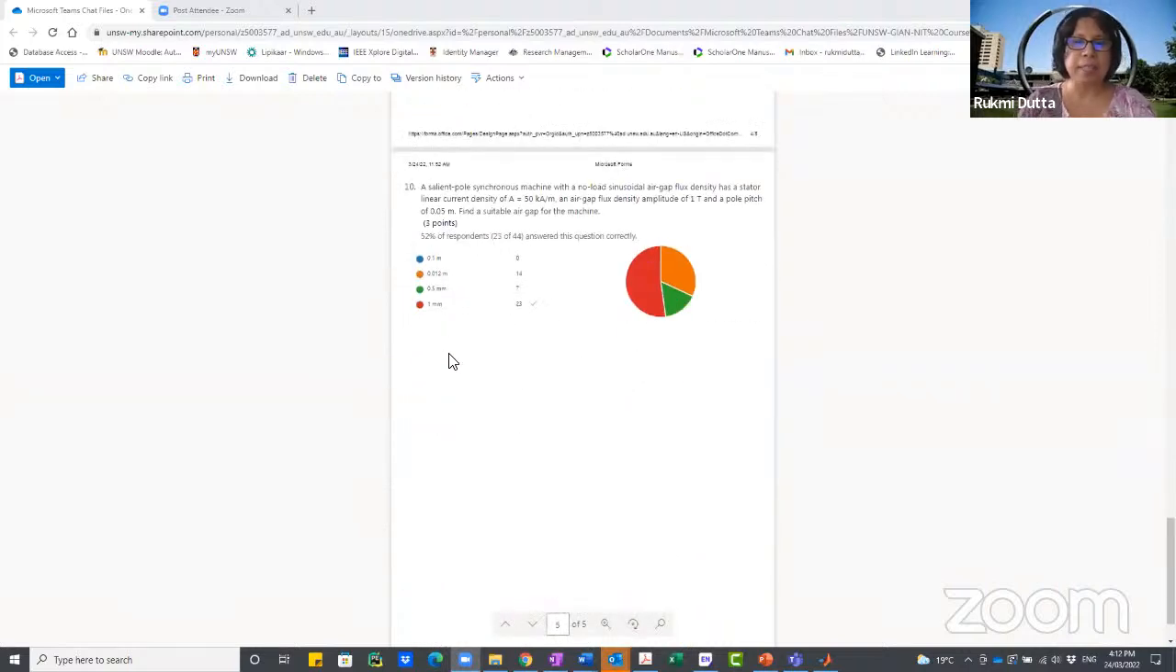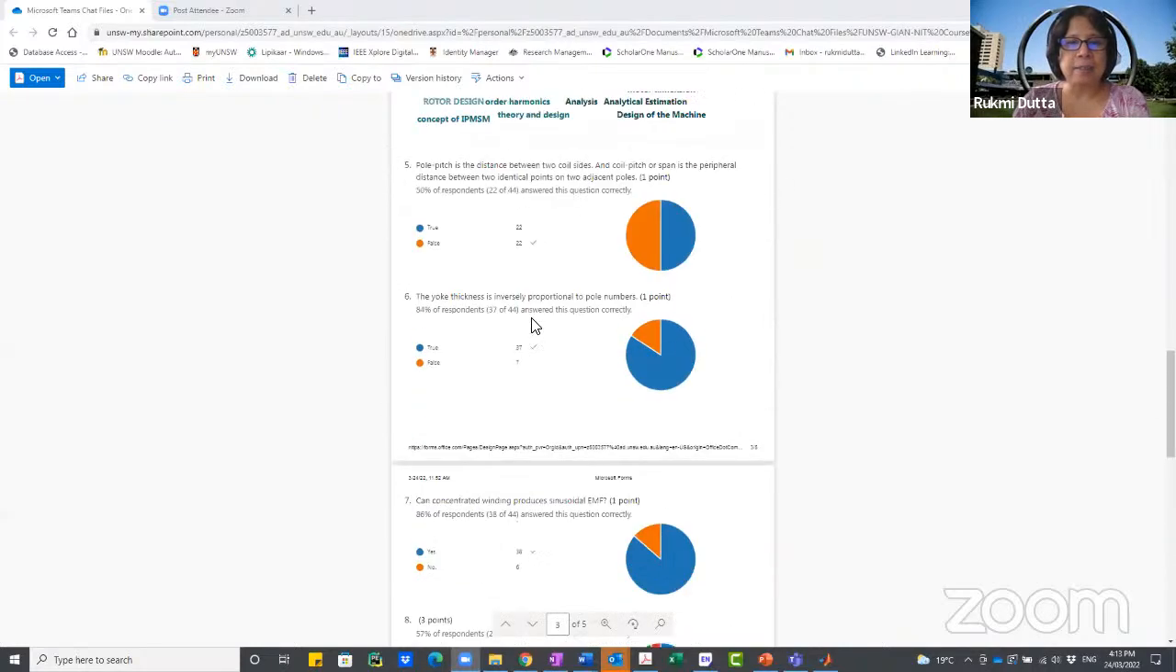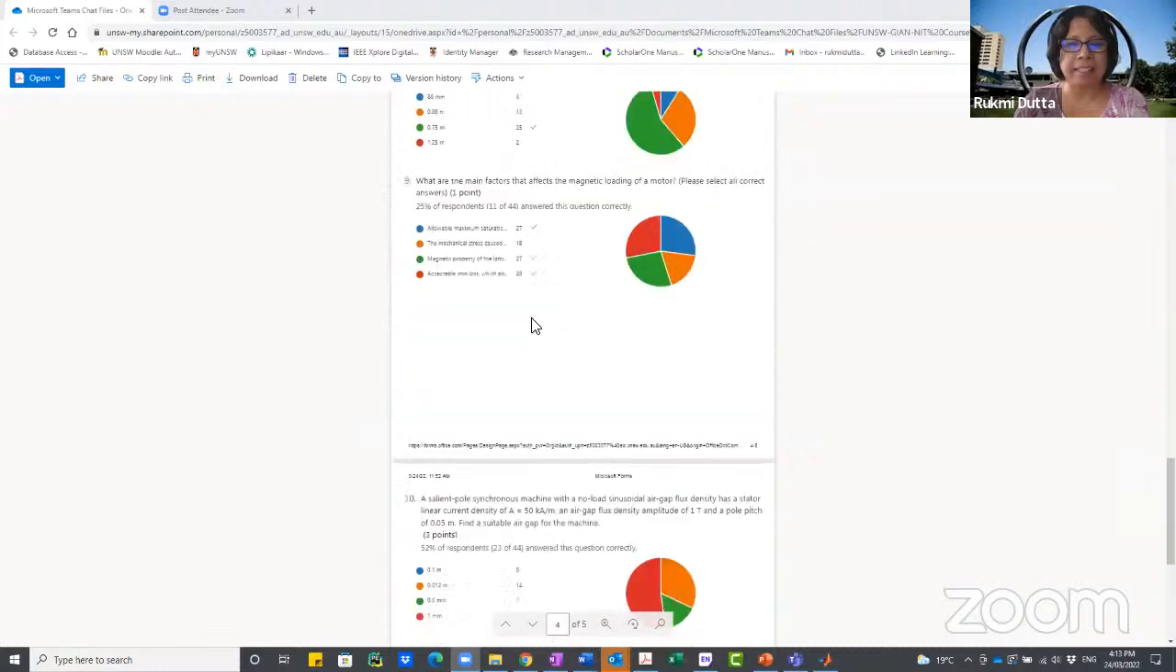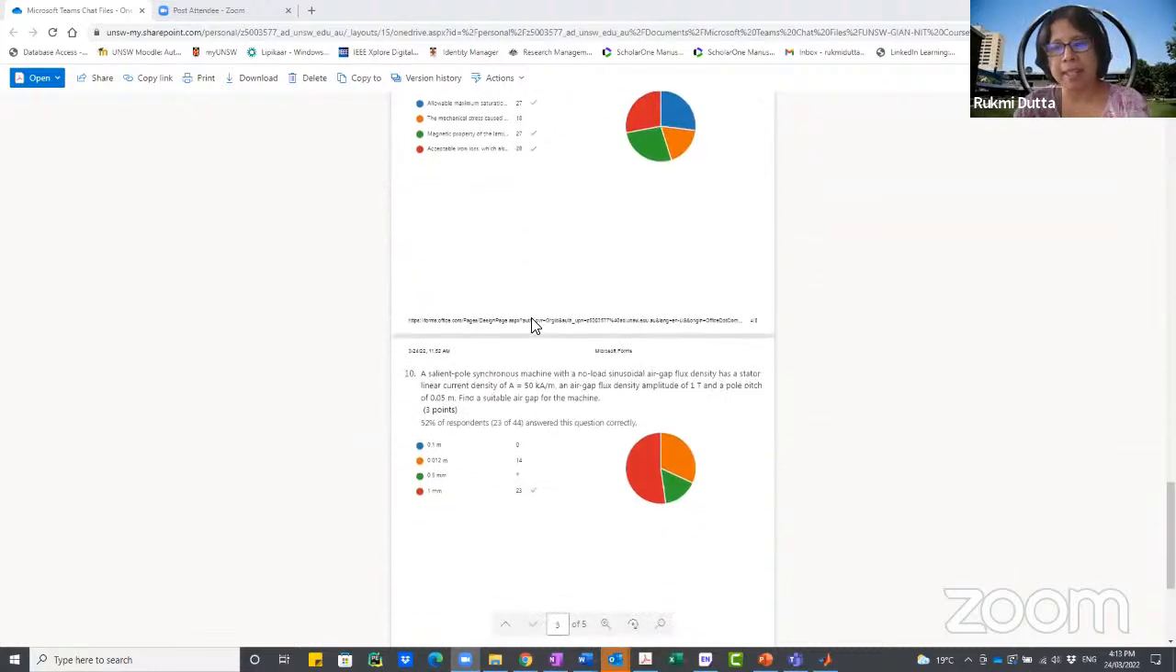Then there was another numerical question, this one about finding the air gap. In that question, again, most of you got the correct answer, so that's good. It looks like at least some of the concepts you are getting correct or having some understanding of, from the quiz results. I'm glad that's happening.